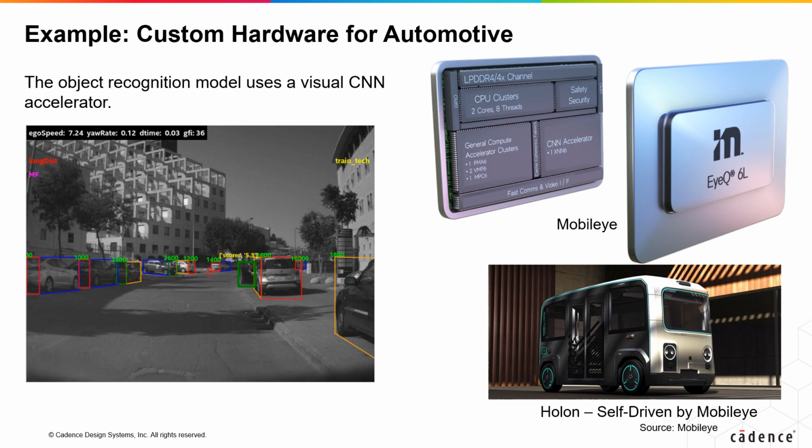Here is an example of custom hardware for automotive applications from Mobileye, used for object detection via a convolutional neural network. The custom hardware includes a general compute accelerator, a CNN accelerator, multiple CPU cores, and a LPDDR built into the same package.